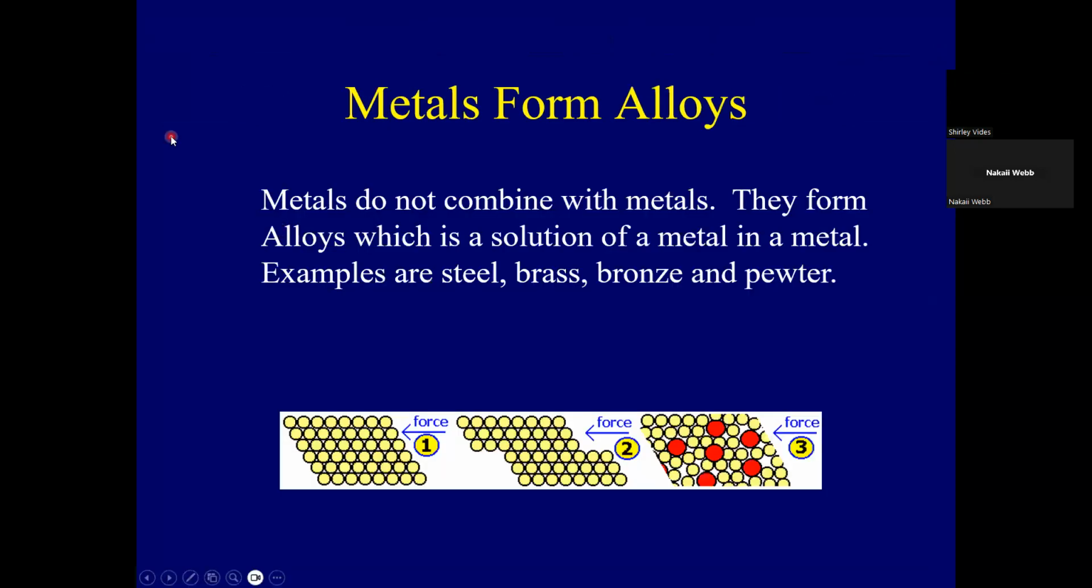And that's it. Now, the other thing you notice is metals do not combine with metals. That's why we form what is known as an alloy, which is a solution of a metal in a metal. Some examples are steel, brass, bronze, and pewter, but the main thing is a homogeneous solution because you notice how there's a pattern to the combination, and that's why it's called a solution.